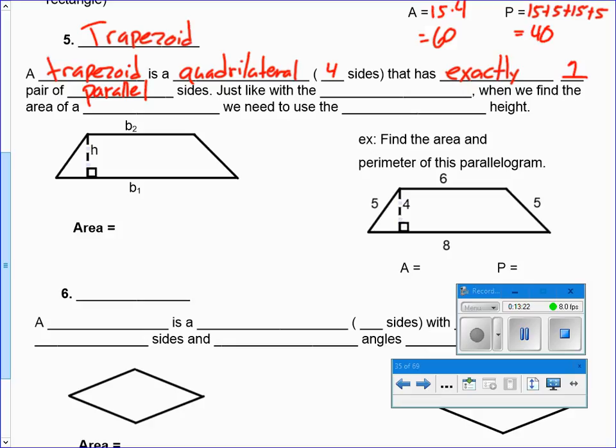So just like with the parallelogram, if we find the area for a trapezoid, we need to use a perpendicular height and not one of the sides, unless one of the sides is already coming at a right angle from the top to the bottom. It always has to be the perpendicular height.